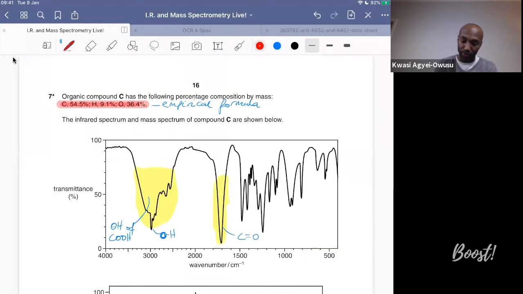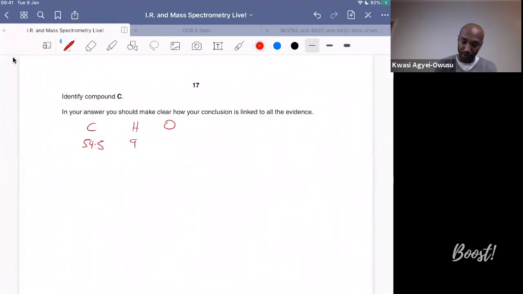And then for hydrogen, we've got 9.1, and then 36.4 for oxygen. Okay, so if we divide by 12 and by 1 and 16: 54.5 divided by 12 should give us 4.54, and we've got 9.1, and 36.4 over 16 is equal to 2.275.